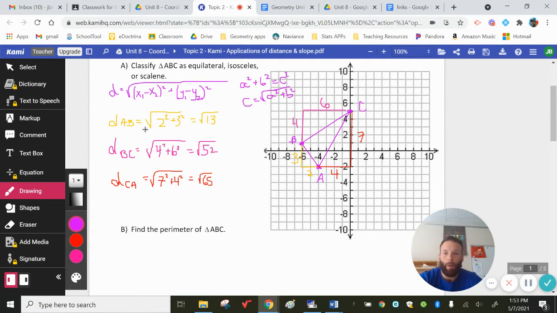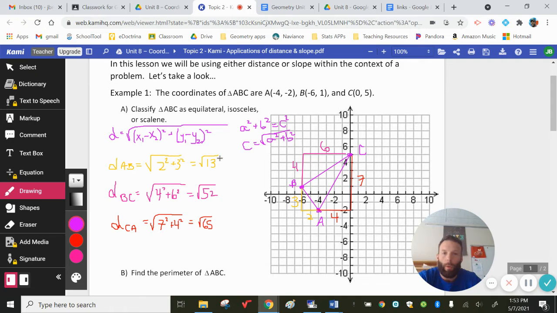Okay, so to find the distance from A to B, I did the square root of 2 squared plus 3 squared, that's the square root of 13. Then from B to C, that's the square root of 4 squared plus 6 squared, which is the square root of 52. And then from C back to A, this is the square root of 7 squared plus 4 squared, which is the square root of 65.